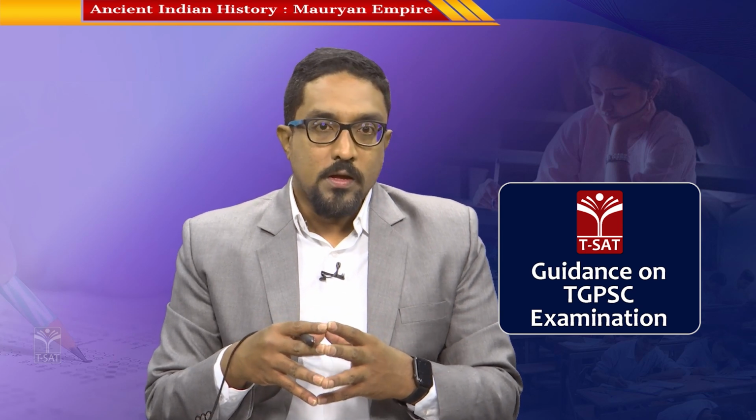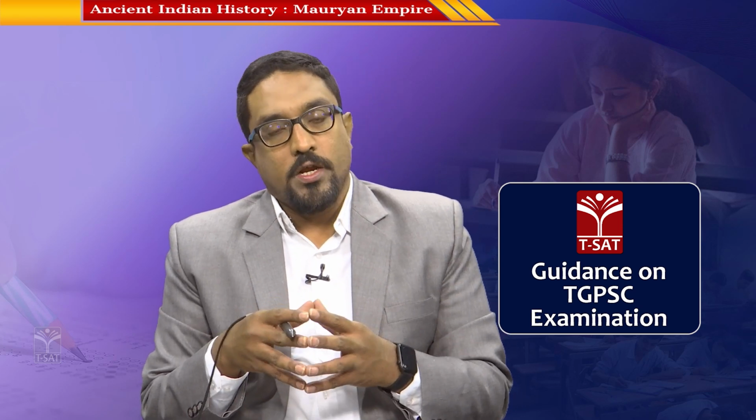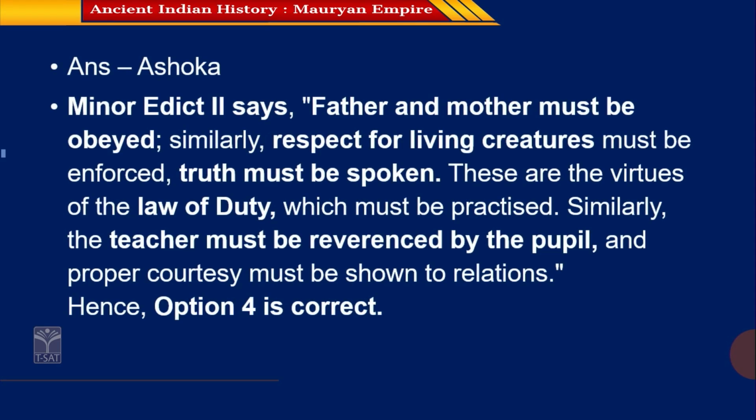Zain al-Abidin. 4. Ashoka. Now, if you see, the question actually talks about Ashoka's Dhamma. So, the answer for this question must be Ashoka. Ashoka's Minor Edict, part 2, says this statement. Hence, that's why option 4 is correct.